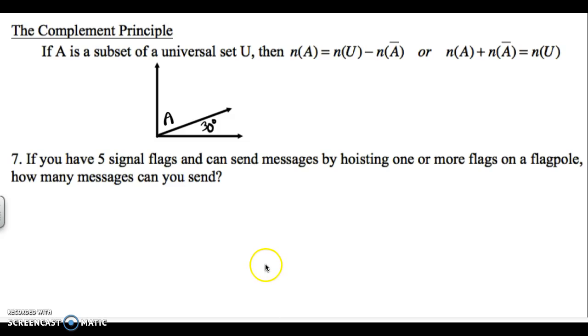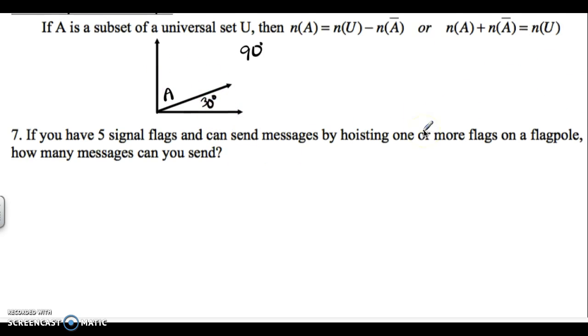So the complement principle is just like working with complementary angles in geometry. If we look at these two angles here, we see A is a subset of universal set U. U is kind of like our 90 degrees here. So if U represents our 90 degrees, then the element of A is basically taking the entire 90 degrees minus whatever's not A, 30. Or the other way you can think about it is A plus not A equals the entire 90 degrees here. That's the universal set.